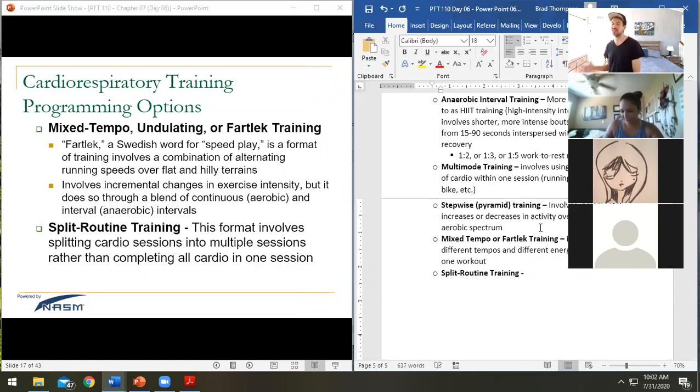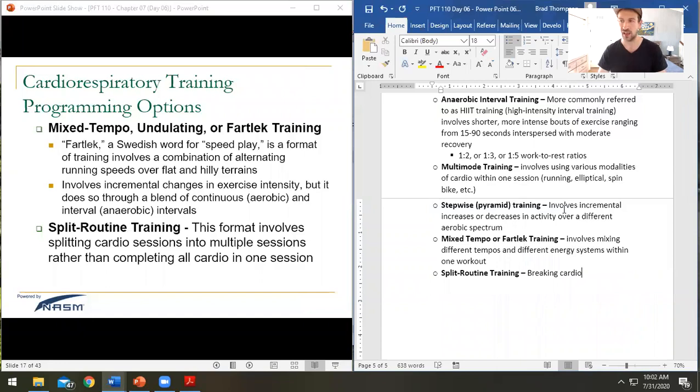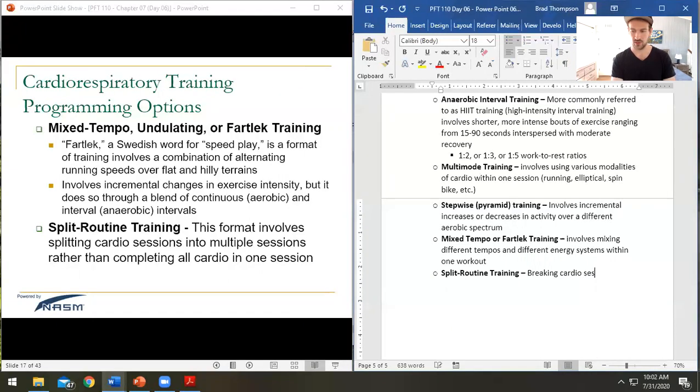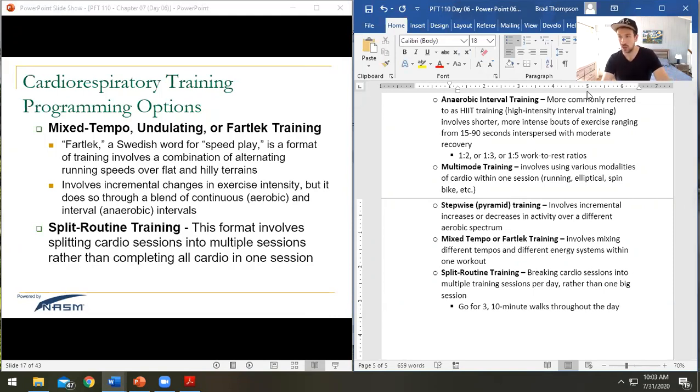Then you have split routine systems. And this is not so much an actual system, but this is basically breaking cardio sessions up into multiple training sessions per day rather than one big session. So this is where you might go for 3 10-minute walks throughout the day. That's a really good way to get your cardio in.